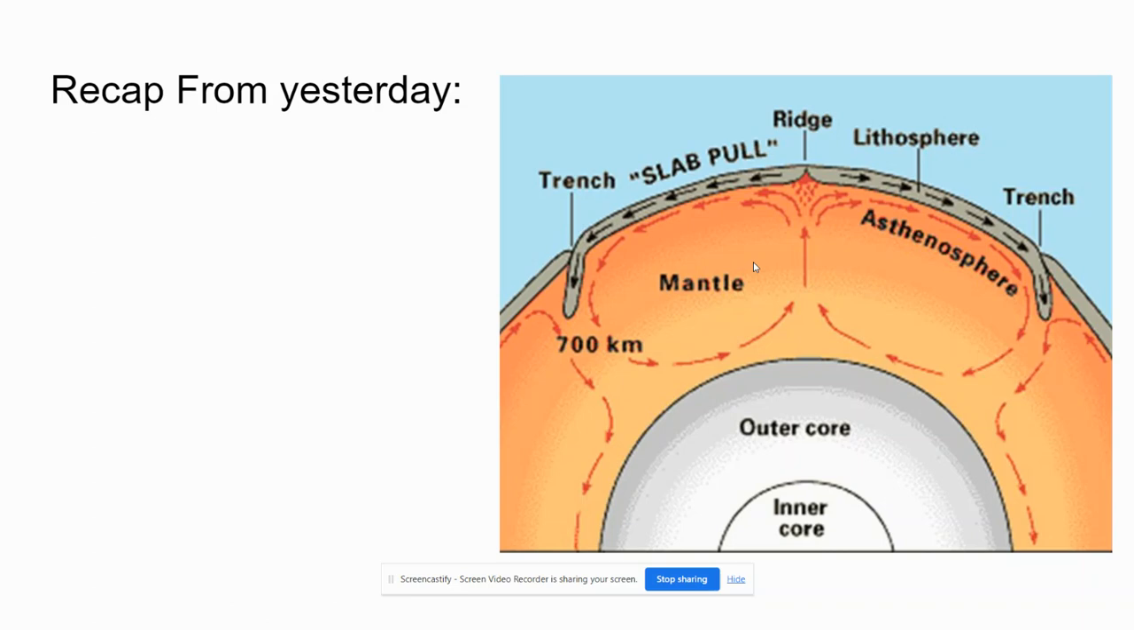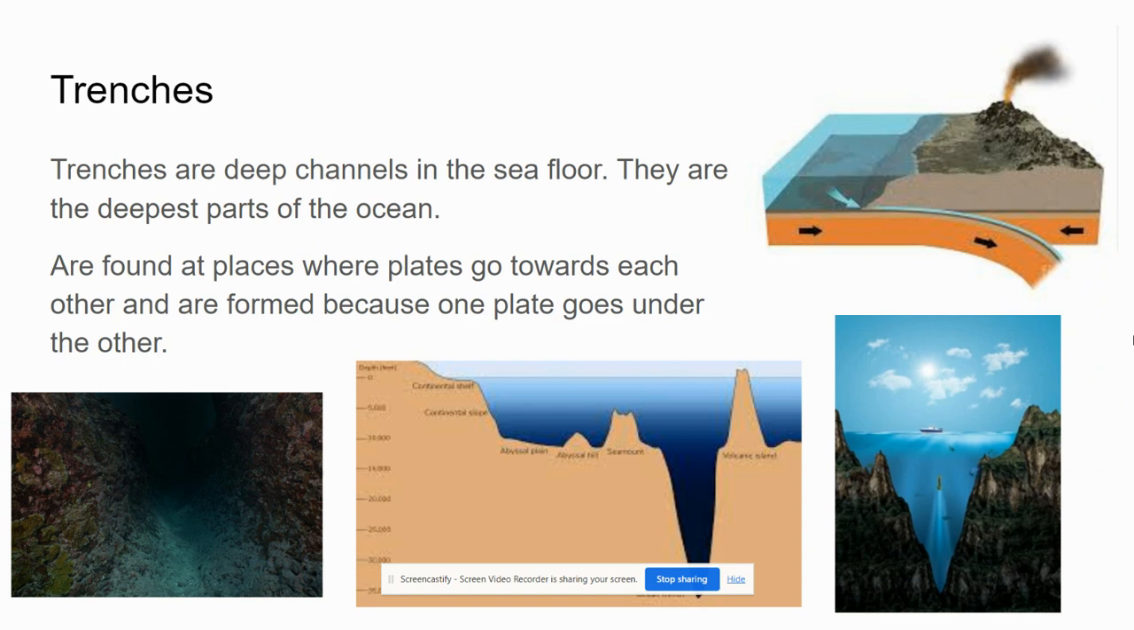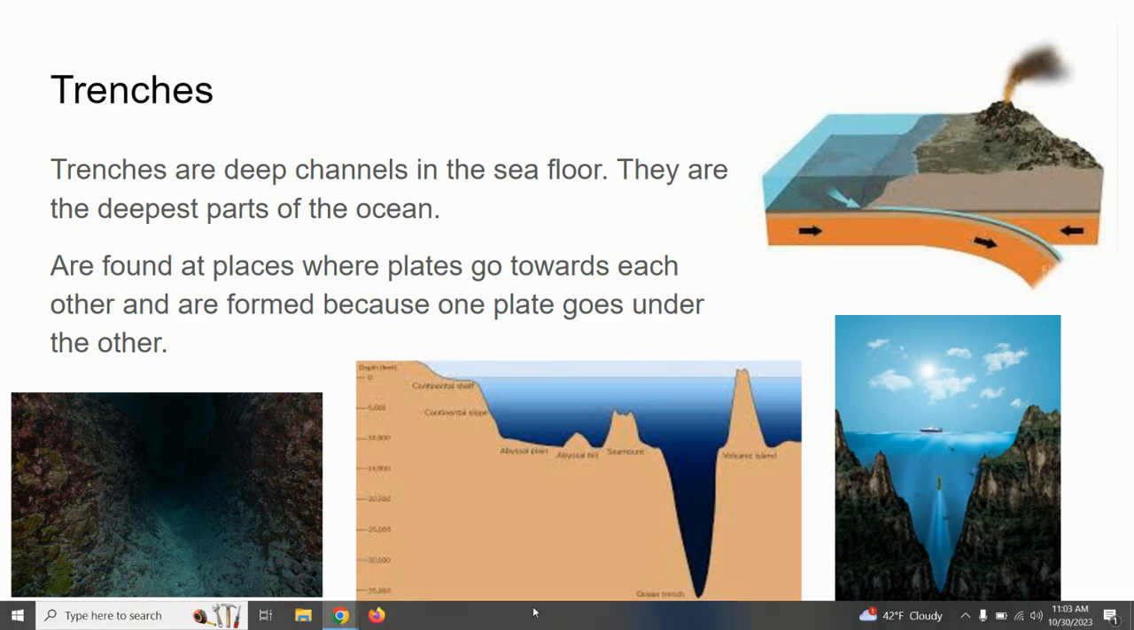Okay, so the other day we talked about ridges, which are places where the crust is moving away from each other. Today, what we're going to talk about are trenches. Trenches are going to be really deep places in the seafloor. They're actually going to be the deepest places in the ocean. You can see that picture in the center is showing how deep that trench is in comparison to other things that are around on the seafloor. And that is actually the deepest ocean trench.